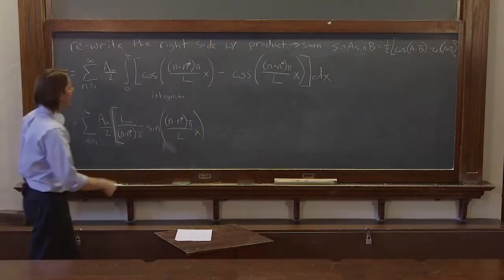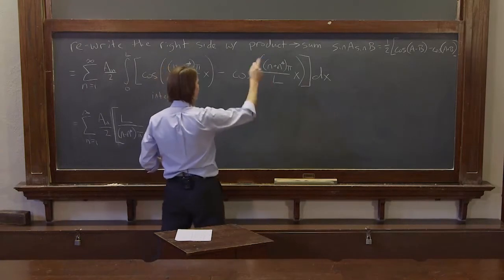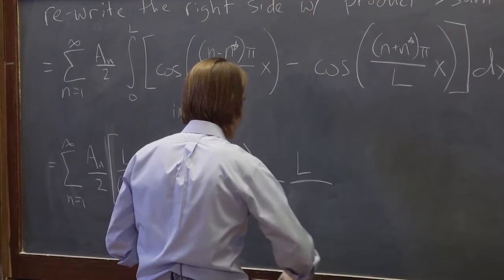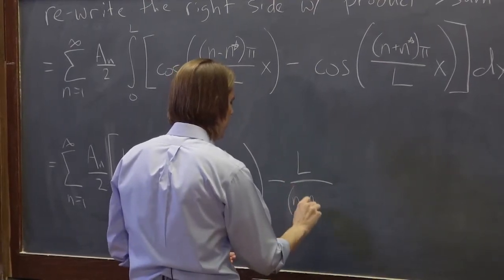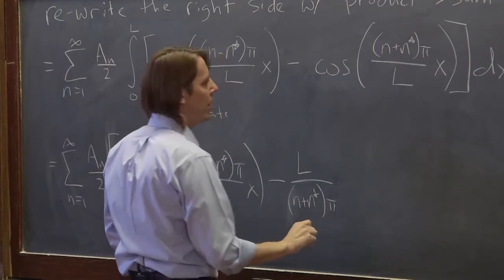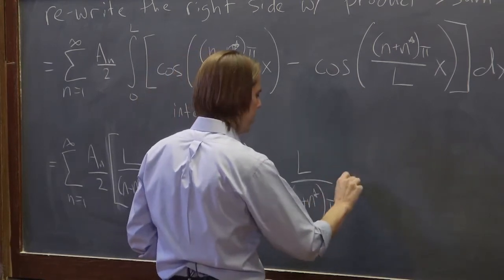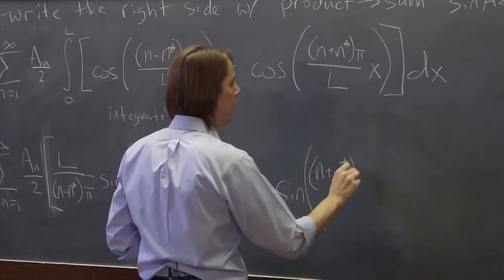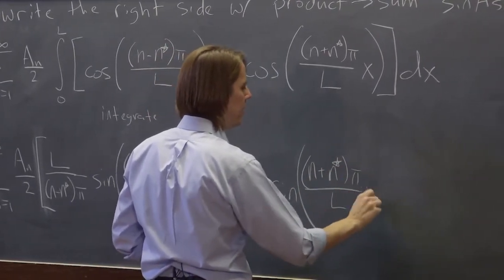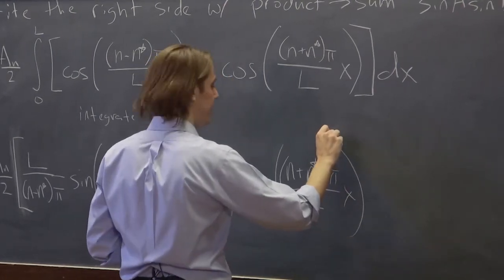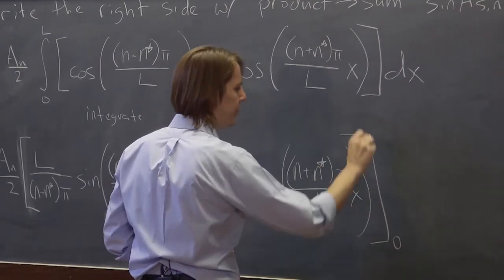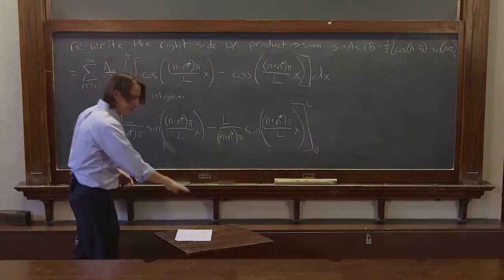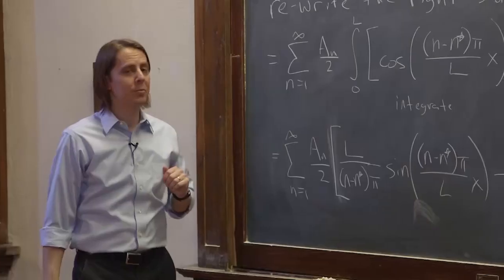There we go. And then minus, and this cosine also becomes a sine, and it's L over n plus n star pi sine n plus n star pi over L x. And it's that whole thing evaluated from 0 to L. And I think I got all that right. So that whole thing evaluated from 0 to L we'll do next.